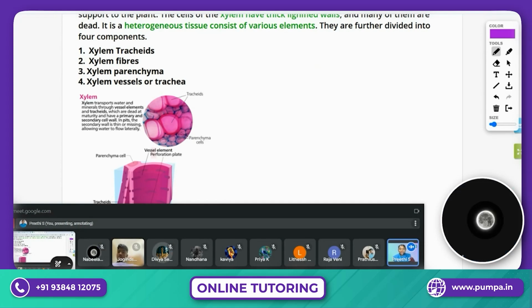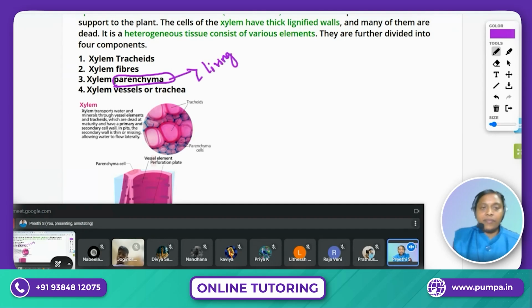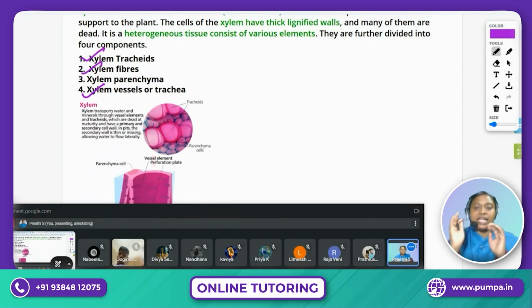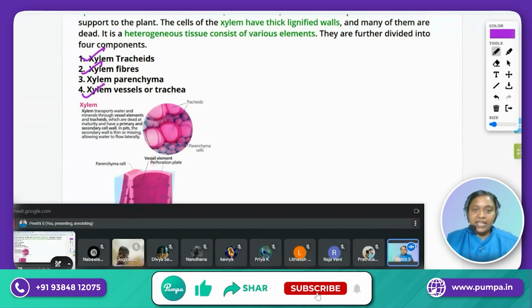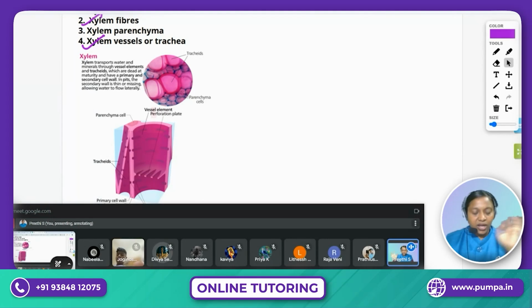Next is the xylem. The xylem will have 4 components. It's also very easy. Even in your ninth grade, you would have learned about xylem parenchyma. Xylem parenchyma alone is a living cell, children, because parenchyma is a living cell. So xylem parenchyma alone is a living cell, and all other components, xylem tracheids, fibers and vessels, are dead cells. Is it clear, children? You know which one is the living cell, and all others are dead cells.